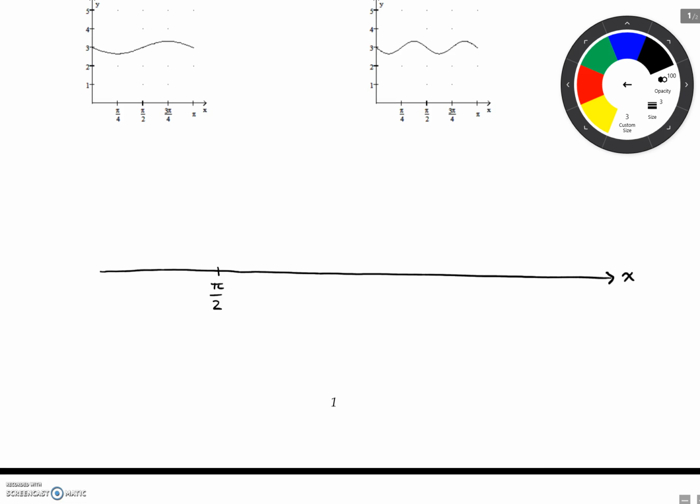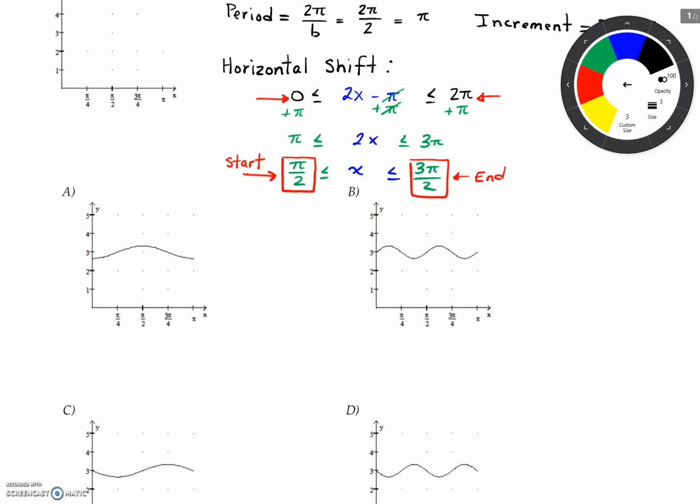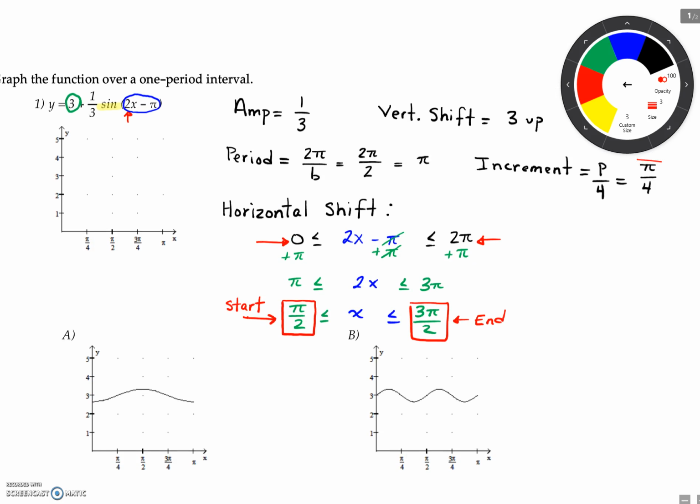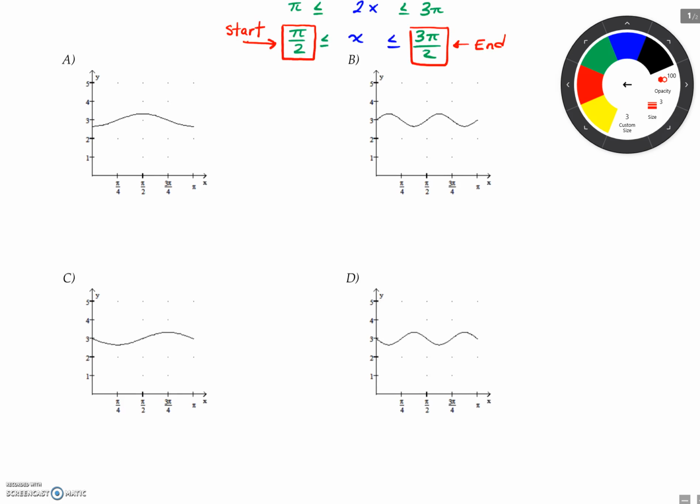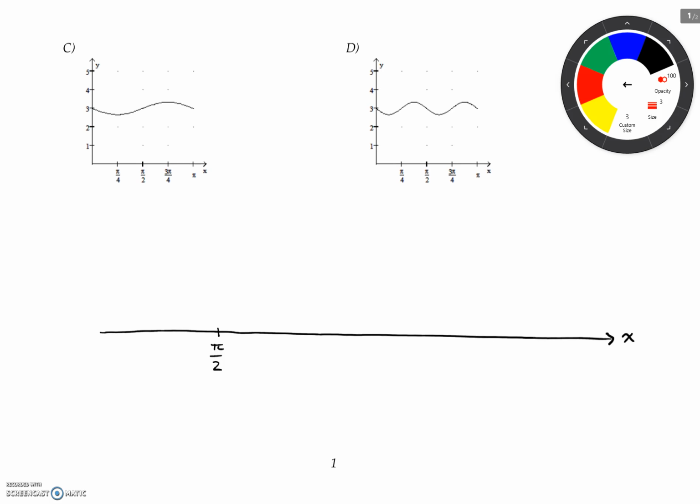And what I have to do is, again, add my increment over and over again. So just remember that the increment here was pi over 4. So that means I have to add pi over 4 each time. So here's what it's going to look like. I'm going to add plus pi over 4, and here's my next spot. Then I'm going to add again plus pi over 4, and here's my next spot. Then I add pi over 4 again, and here's my next spot. And then I'm going to add one more time plus pi over 4. And by the time I get there, I should be at the ending point, which was 3 pi over 2.